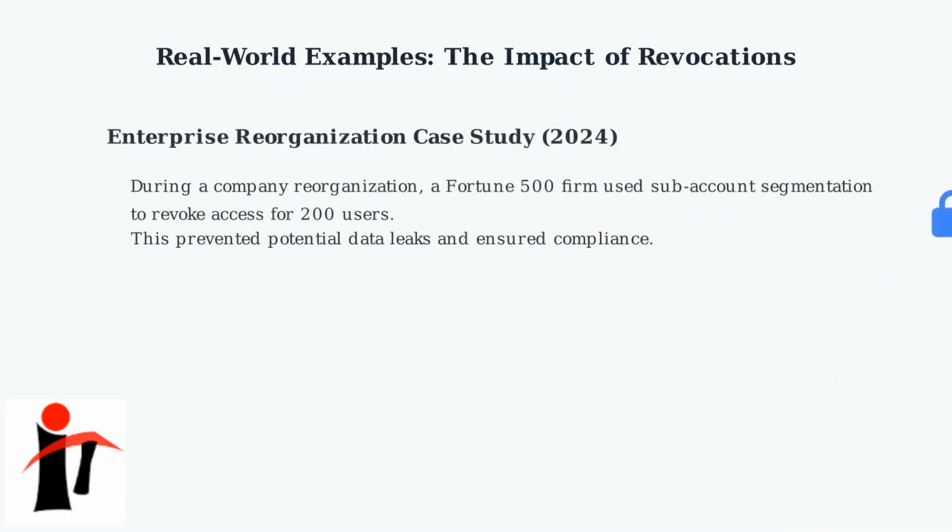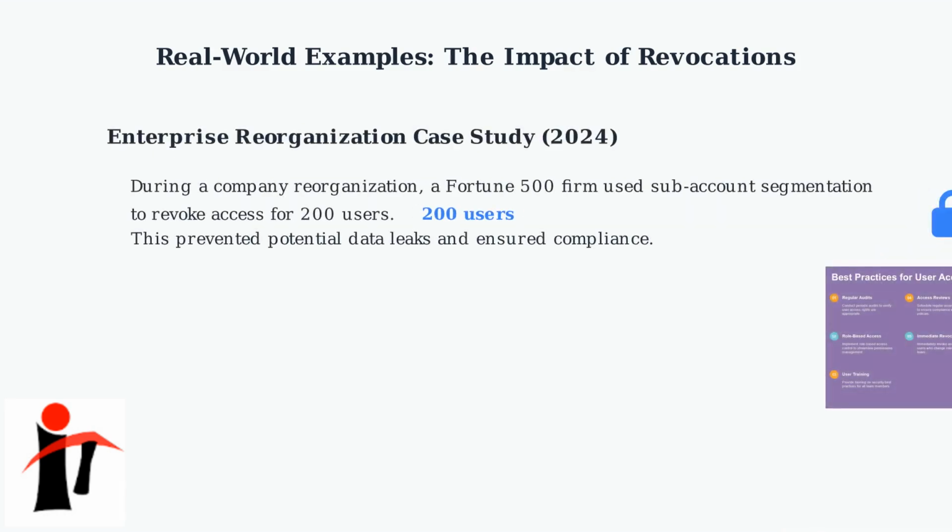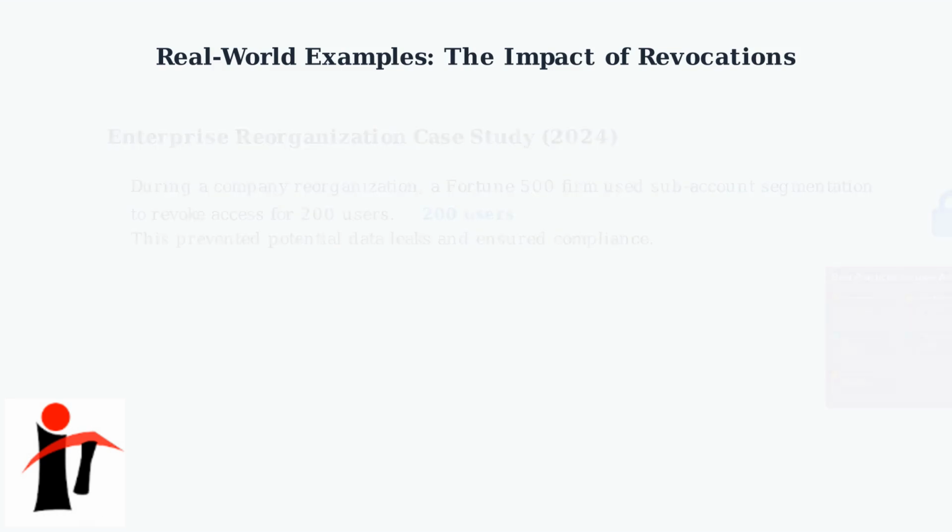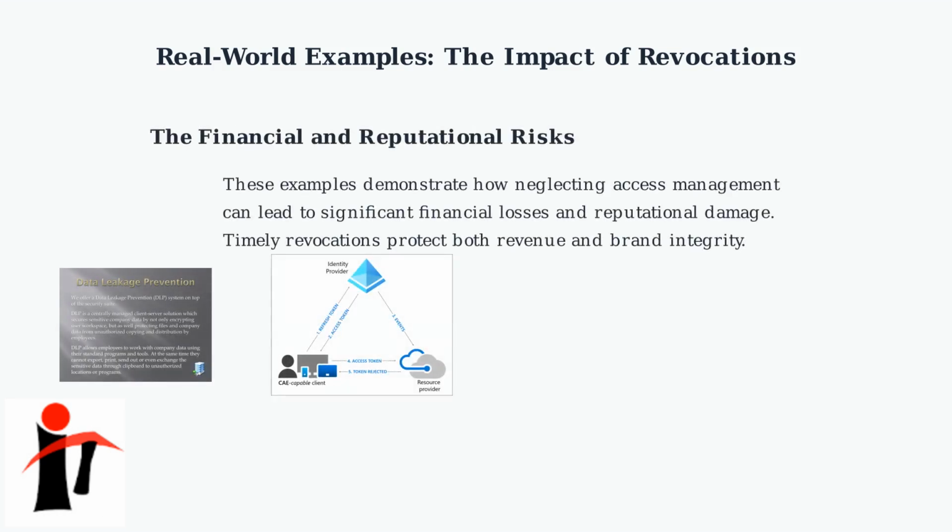Another case from 2024 involved a large enterprise during a reorganization. Using sub-account segmentation, they revoked admin access for 200 users simultaneously. This proactive approach avoided potential data leaks and ensured compliance with privacy regulations. These real-world cases highlight the significant financial and reputational risks of neglecting proper access management in Google Ads. Timely revocations can protect ad budgets and maintain trust with stakeholders.